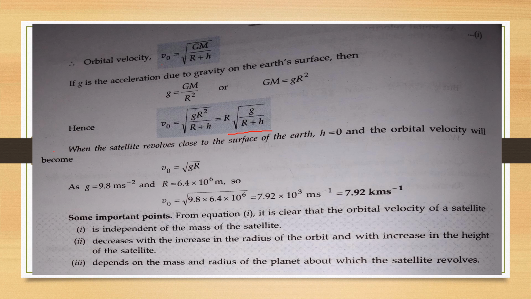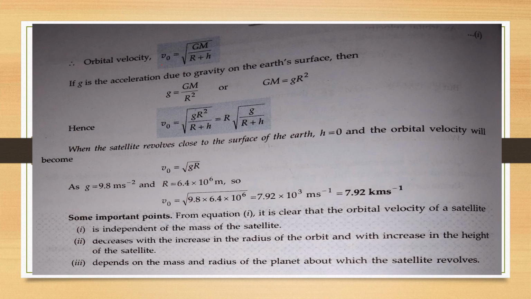Now we look at the next special case, when the satellite revolves close to the surface of the Earth. It means that for this case h is equal to 0. So we can take h is equal to 0 in this equation. So when h is equal to 0, we get another equation: v naught is equal to the square root of gR. So this is the equation for the orbital velocity when h is equal to 0, or we can say that when the satellite revolves close to the surface of the Earth.